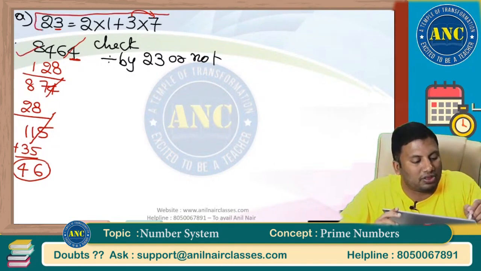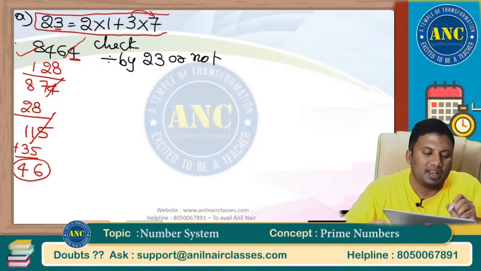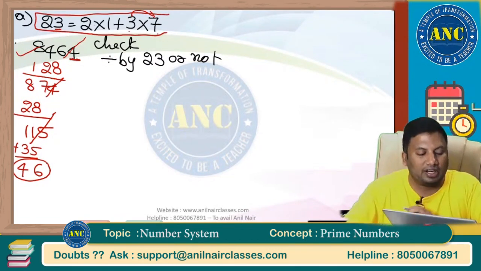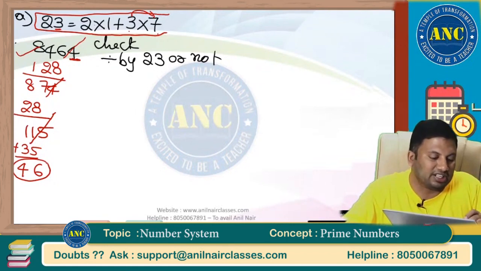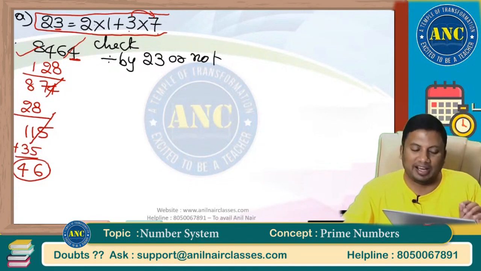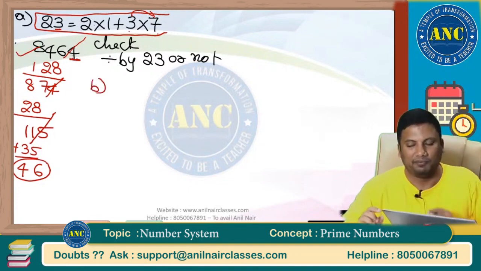Only based upon this concept, I am taking the unit digit, multiplying by 7, and adding it to the remaining part. Take the unit digit, multiply by 7, add it to the remaining part. I hope the idea is clear.